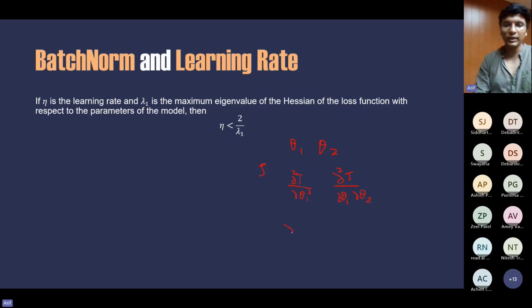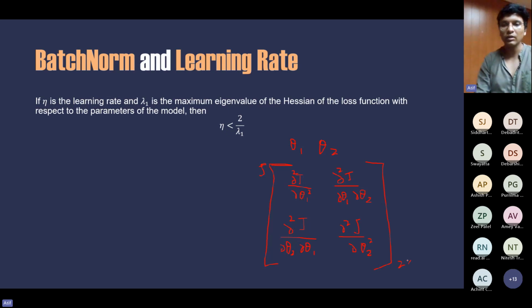Okay. Now similarly, I do del 2j by del theta 2 and del theta 1. So I'm differentiating with respect to both theta 1 and theta 2. And then this is again del 2j divided by del theta 2 square. Right? So now, as you can see, I can write this in the form of a matrix. This is a 2 by 2 matrix.